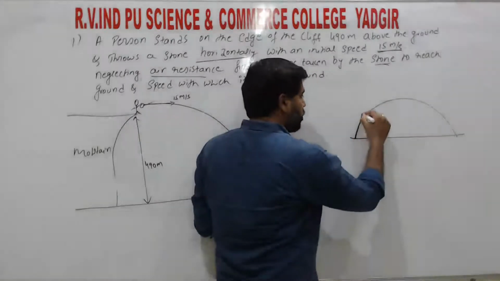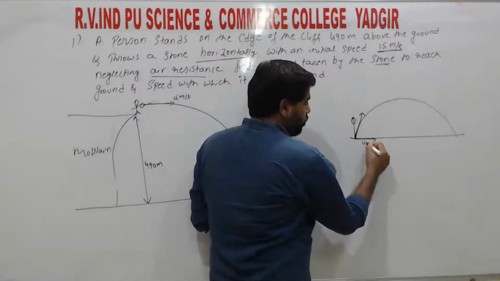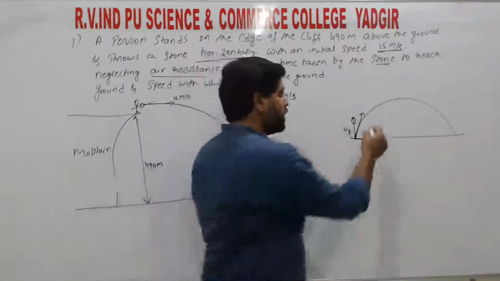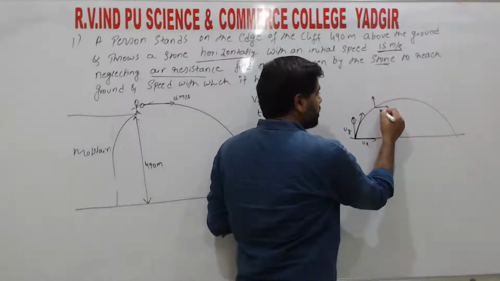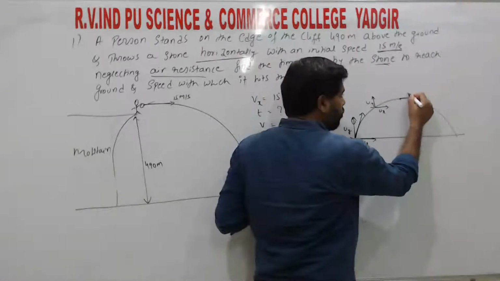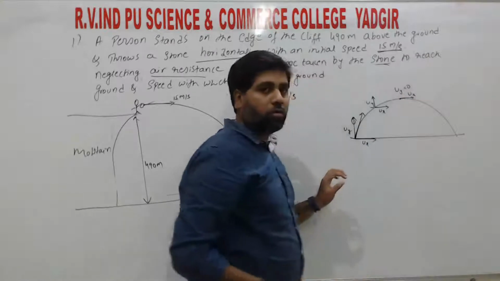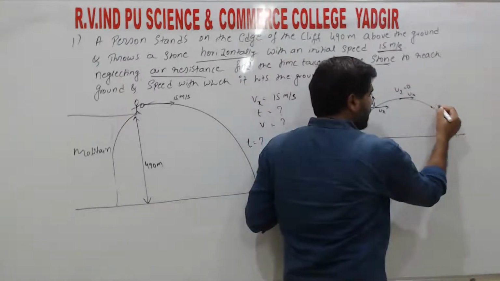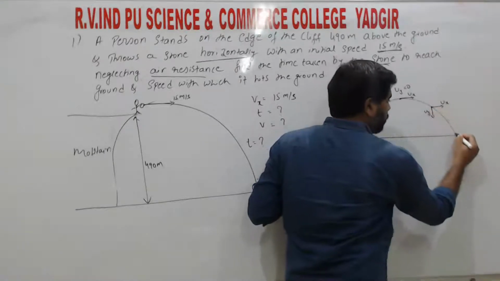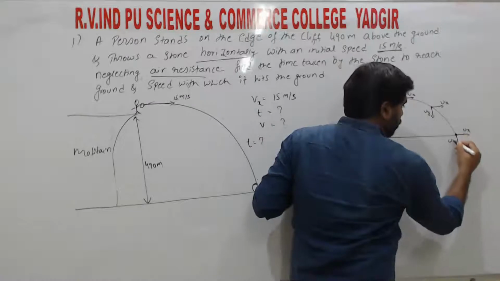Right? So if an object is thrown with a velocity u, we have ux as the horizontal component and uy as the vertical component. At each and every point we have ux and uy. At the highest point we have only ux, so here uy is 0, right? Somewhere here if I take a point, we have ux, uy.